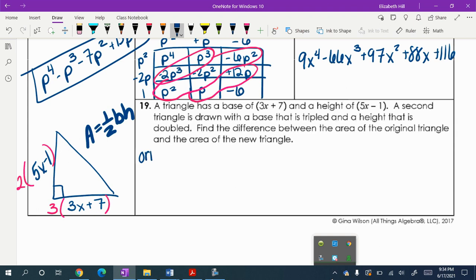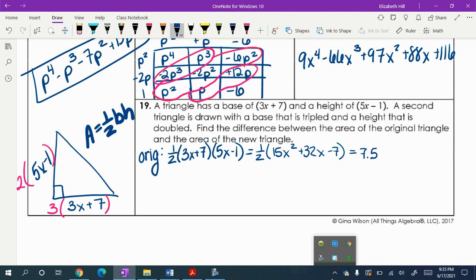So if we talk about the original to start with, we're going to take 1/2 of the base of 3x plus 7 and multiply it by the height of 5x minus 1. So if I do a FOIL process right here, 3x times 5x, 3x times negative 1, and all of that, we should get 15x squared, combine my x values to get 32x, minus 7. Now distribute that 1/2. So about 7.5x squared plus 16x, sorry, minus 3.5.